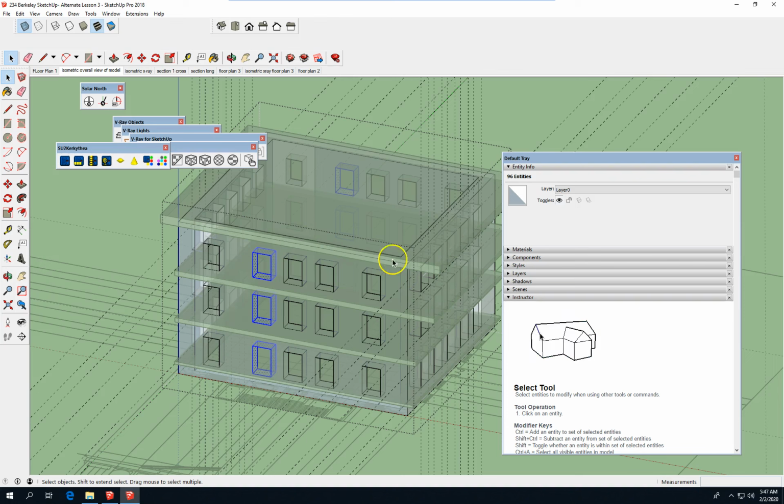Anyway, when I have finished this, I will save this as lesson 4.